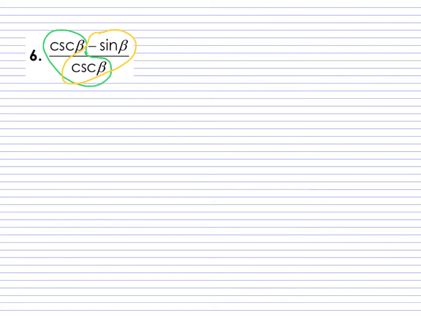So what I need to do is separate this fraction into 2 fractions, but I'm going to give both parts of the numerator that same denominator. So I'm going to rewrite this. My green bean on the left says that I'm going to have the cosecant of beta over the cosecant of beta. That's my green bean. The denominator goes with the part on the left. My yellow bean is I'm going to give the denominator to the part on the right. So this is still minus sine of beta over cosecant of beta.